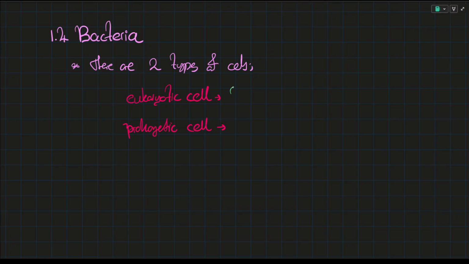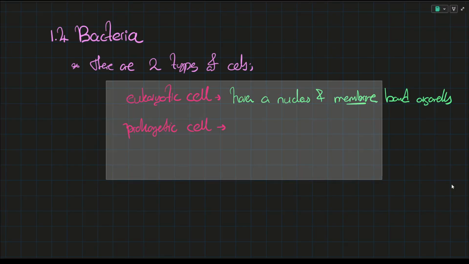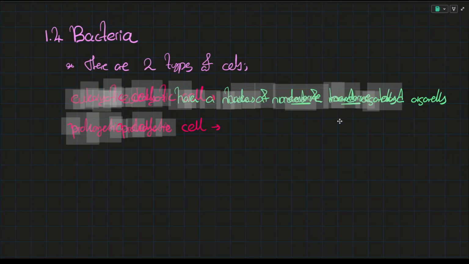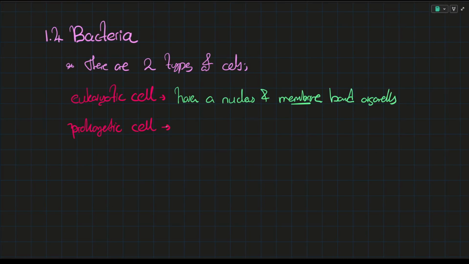Eukaryotic cells have a nucleus and membrane bound organelles. Have a nucleus and membrane bound organelles. Prokaryotic cells have no nucleus and no membrane bound organelles. That's the basic idea.